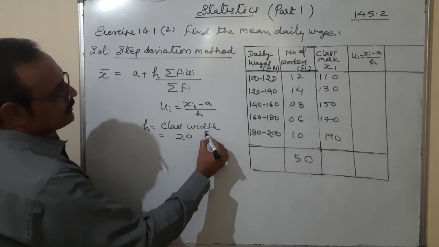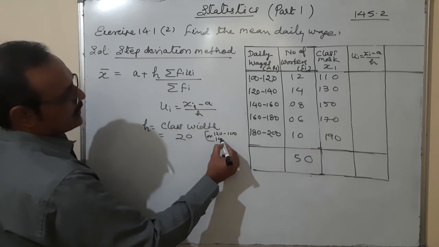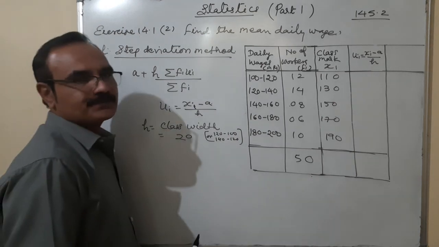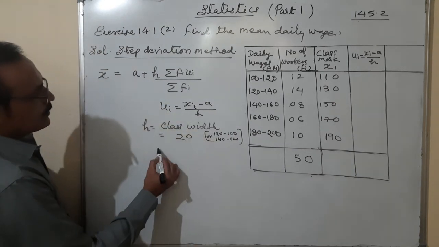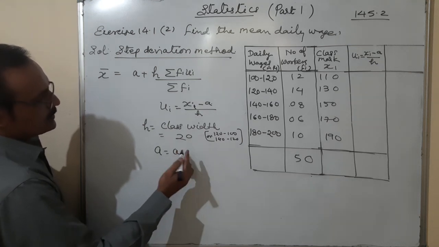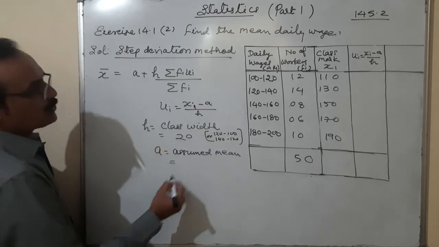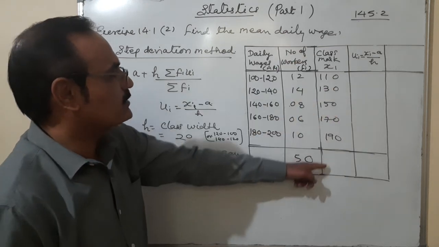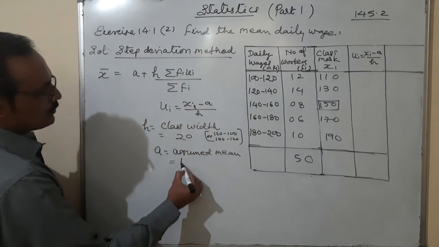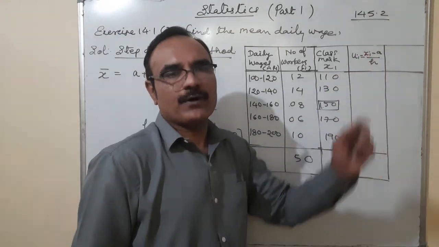How will you get this 20? 120 minus 100 or 140 minus 120. You can remember this. This is h. A is the assumed mean. And what is assumed mean? To be chosen from the xi column always. So again here a is 150. A is equal to 150. Okay. Ui is equal to xi minus a upon h.